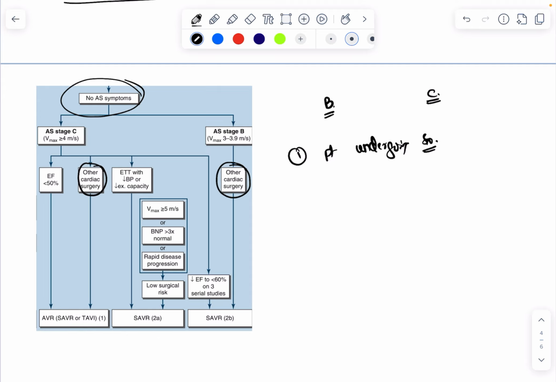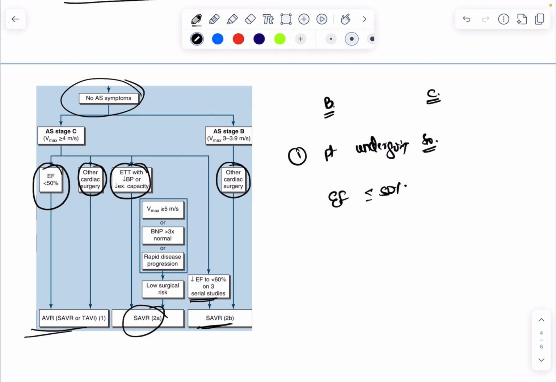Then the next thing, what is the ejection fraction? If the ejection fraction is less than or equal to 50% and the patient has severe aortic stenosis, that is stage C, then also you should get the patient aortic valve replacement. And with serial monitoring, like in the first diagram that we have seen, if the patient is going for follow-up and the ejection fraction is persistently decreasing and is less than 60% in three or more studies, then also you have to get him the surgery. And during the exercise tolerance test, if BP decreases or there is a decrease in exercise capacity, then also you have to get him the surgery.